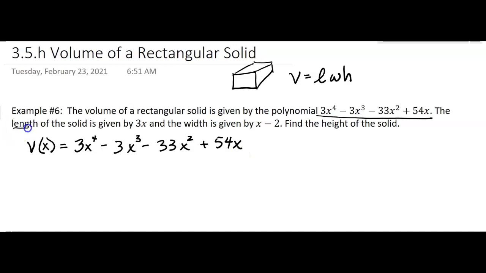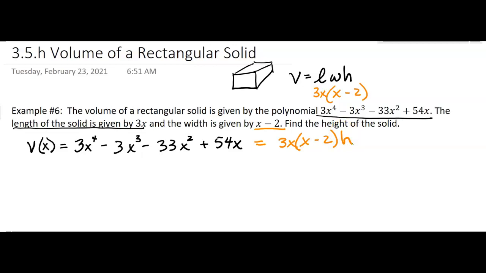It says the length of the solid is given by 3x. So the length they tell me is 3x. And the width is x minus 2. And find the height of the solid. So this volume that they give us is equal to 3x times x minus 2, the length times the width, times the height. And we don't know what the height is. That's what we're trying to find.